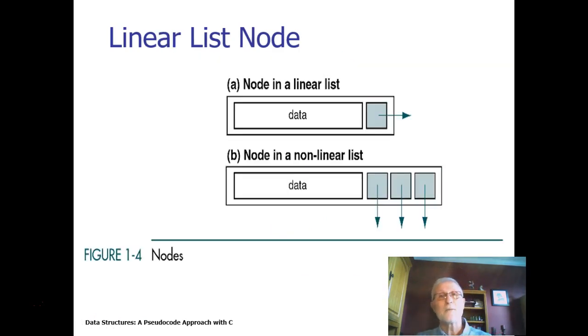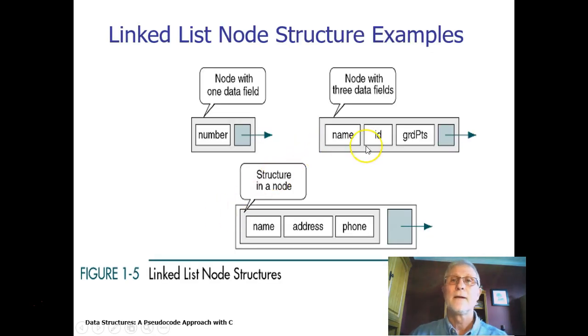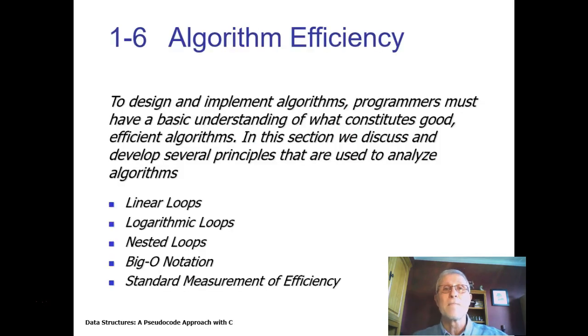Here's just an example of a linear list, a node to data, or a nonlinear, I can have one or more pointers from a node. Here's just a couple of examples of how they could be used. A number, a pointer, name, ID, and grade points, name, address, phone book. So just examples of stuff that you're probably used to using in day-to-day stuff.